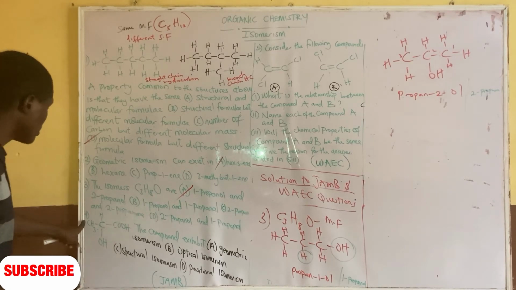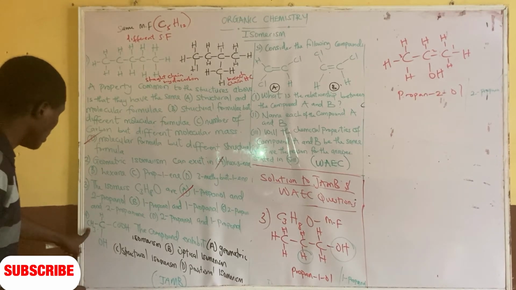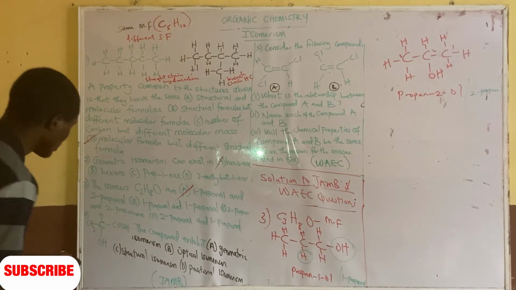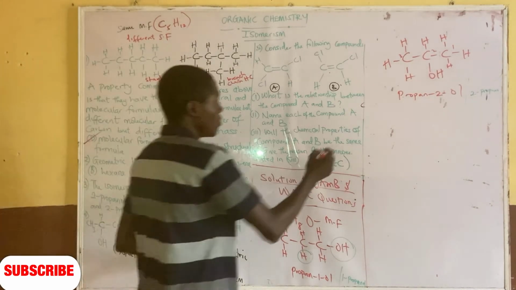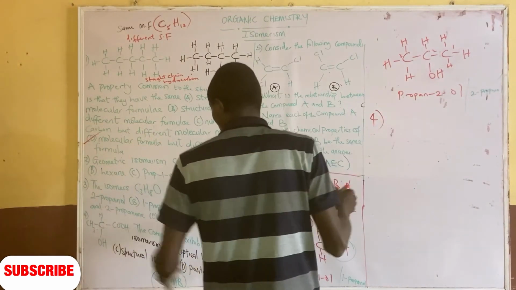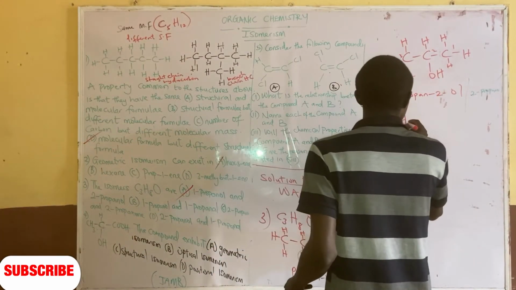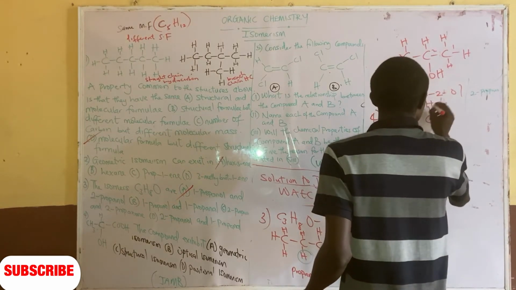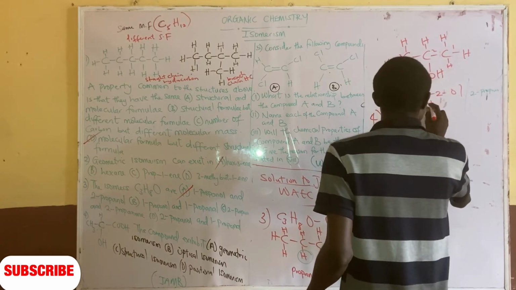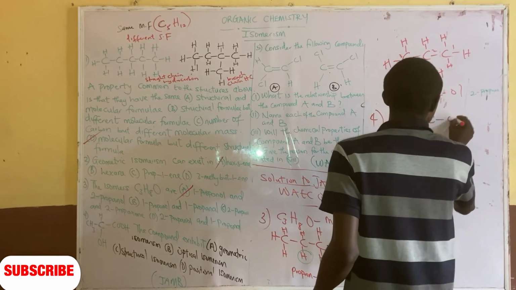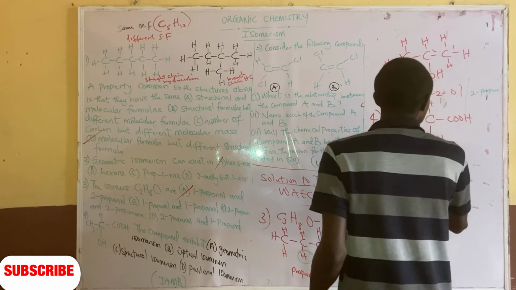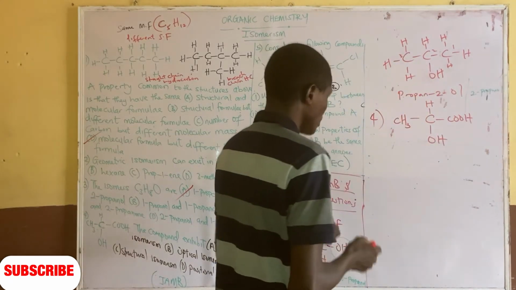Question number 4 says CH3. You can see it. This is question number 4. We have carbon here, bonding with hydrogen, bonding with COOH, and we have OH now. This is a structure given to us.